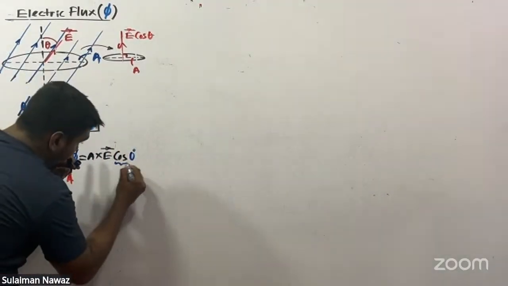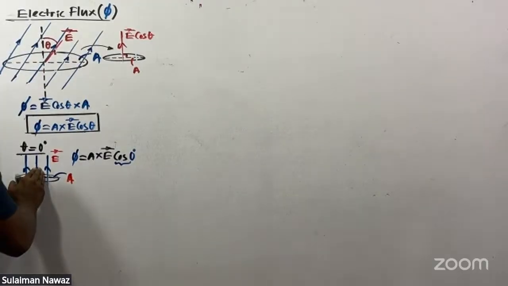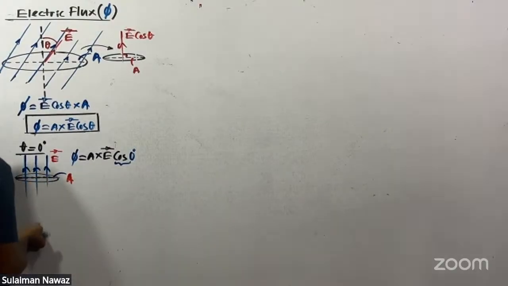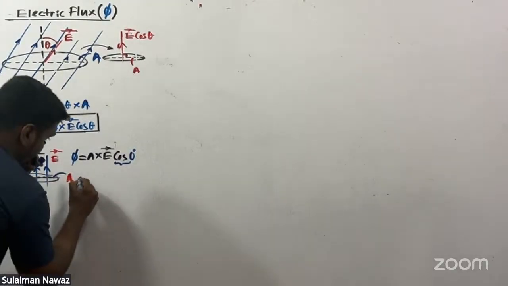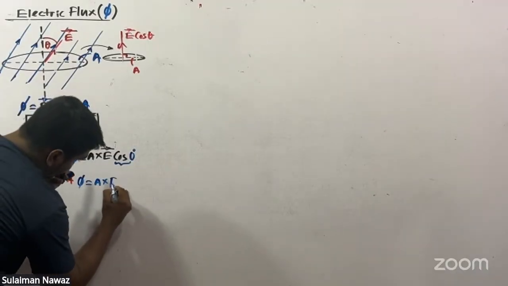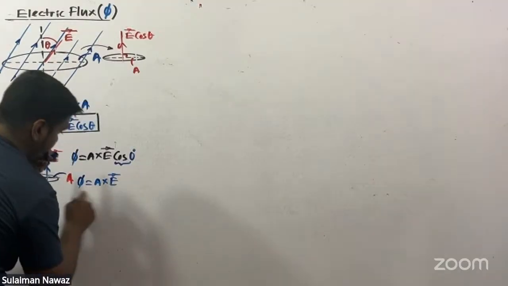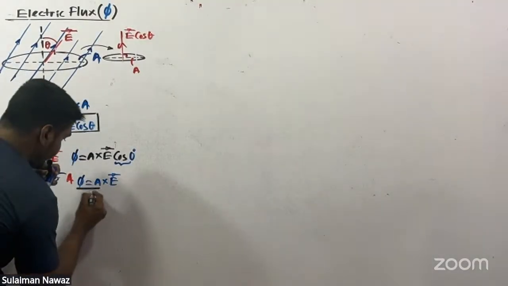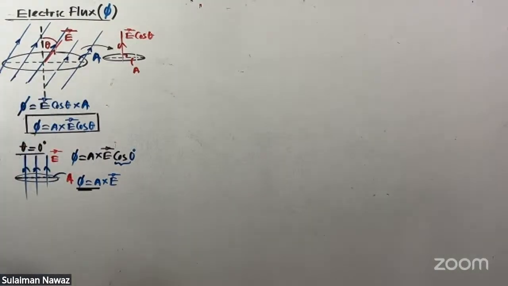Then we can write down for this scenario, when the electric field lines are perpendicular to this capital A area and are passing through it, the electric flux is defined as area into the electric field intensity. This story is clear.